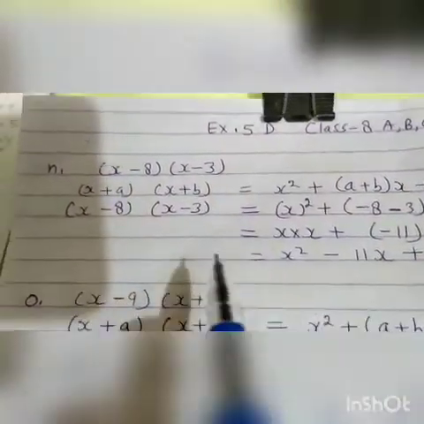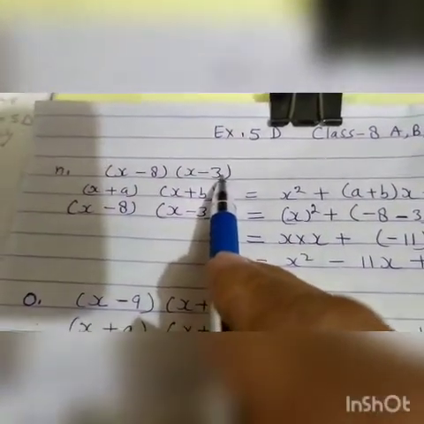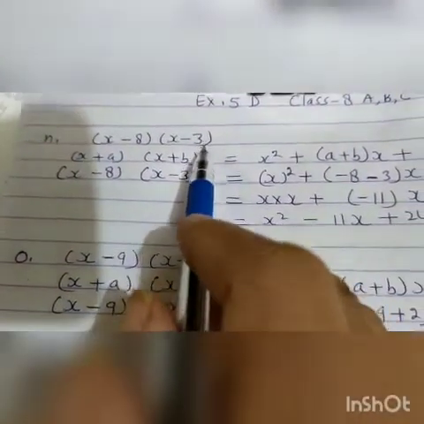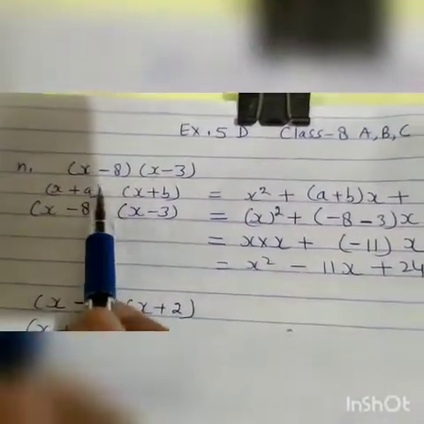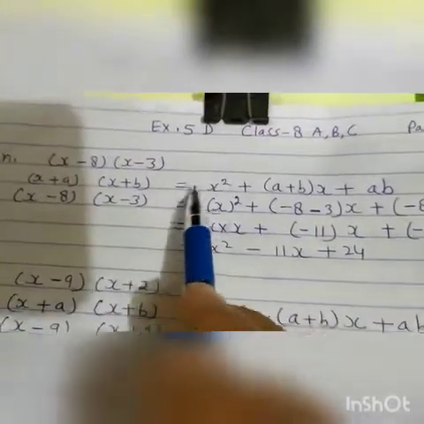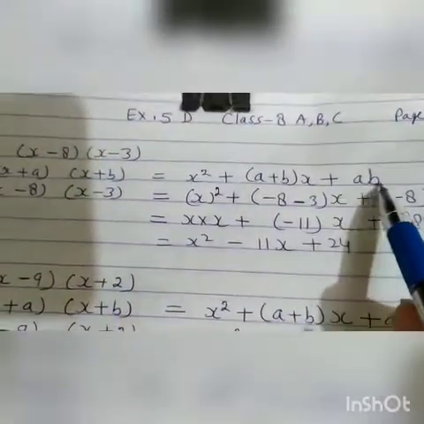Now next question, N part: (x − 8)(x − 3). It is also based on the fourth identity. Again we will write the fourth identity: (x + a)(x + b) = x² + (a + b)x + ab.